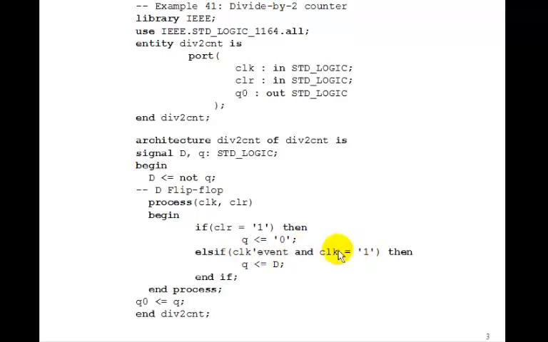Clock'event and clock equals 1. We have an event on clock and it ends up at 1. That's a rising edge. So on the rising edge of the clock, Q gets D. And then we'll just set the output Q0 to Q, this signal Q.